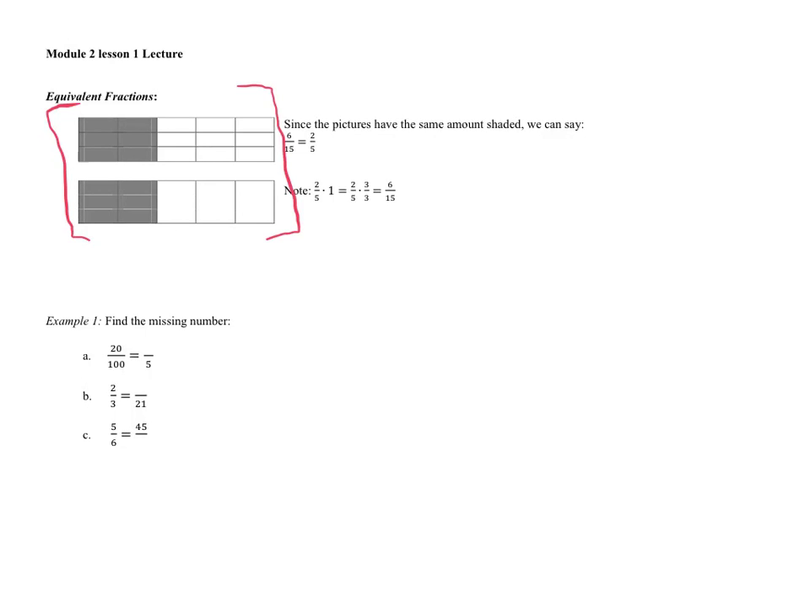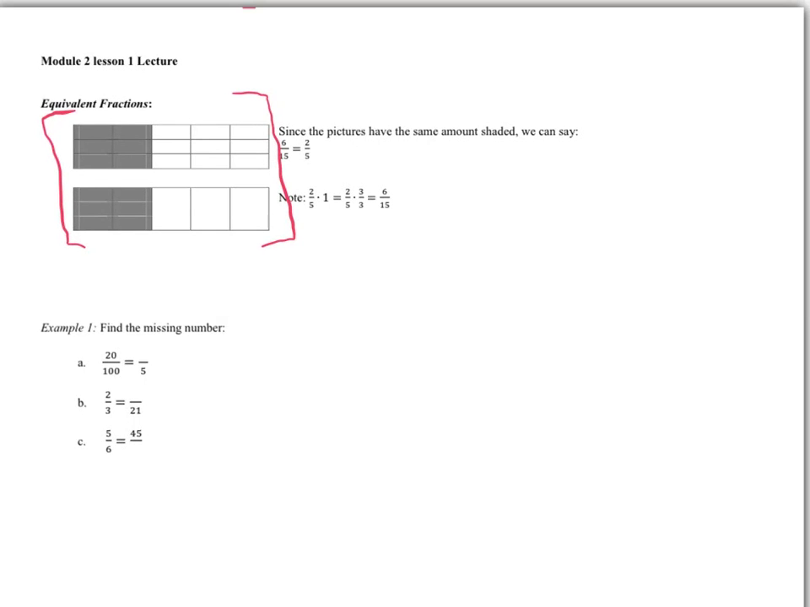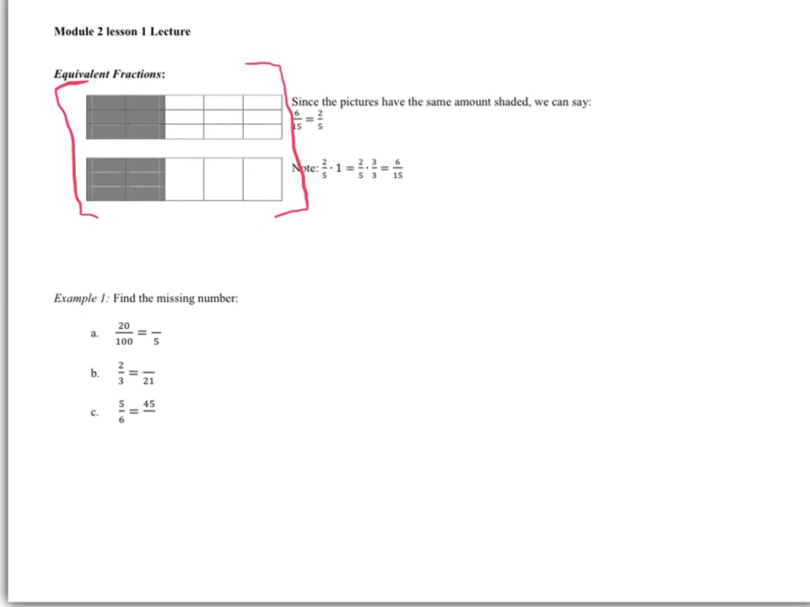Two fractions are equivalent if they have the same value. The same part of each rectangle is shaded. So we write the equivalent fractions 6 over 15 is equal to 2/5. And then our note here that we can write 2/5 as 6 over 15 by first multiplying it by 1, which is equivalent to 3 over 3, and that's where we can get our 6/15. 2 times 3 is 6, and 5 times 3 is 15.